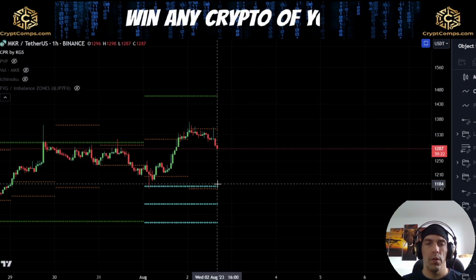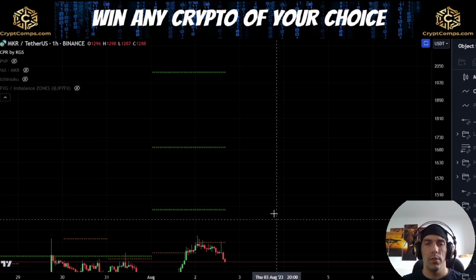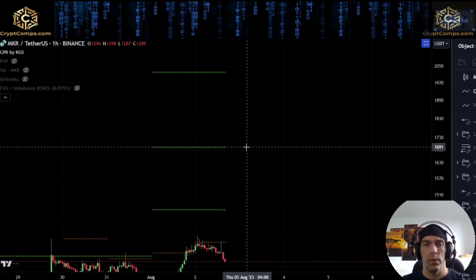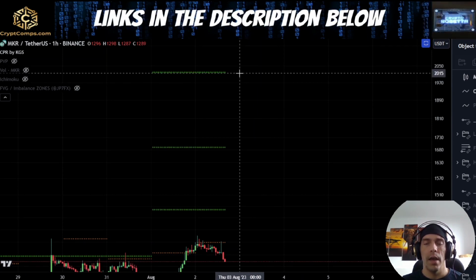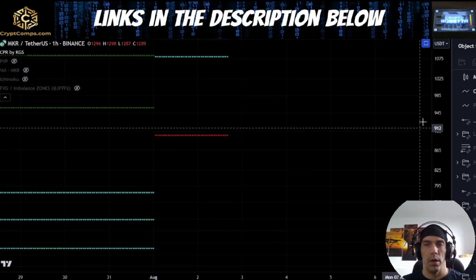Now if we do see price actually look to push to the upside this month, targets that we have open is this 1458, we have this 1690 and this 2015 as possible upside targets.